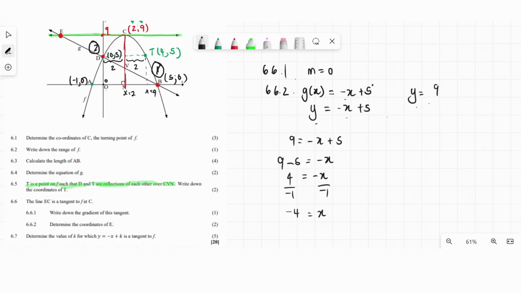Now we need to find the y coordinate. You're going to take this and substitute it here in the straight line. So y is equal to, wherever you see x, you substitute negative 4. So it's going to be minus 4 plus 5. Therefore y is going to be equal to 9. So your coordinates here are going to be the coordinates for E. It's going to be negative 4 and 9. Then you're done with this question.